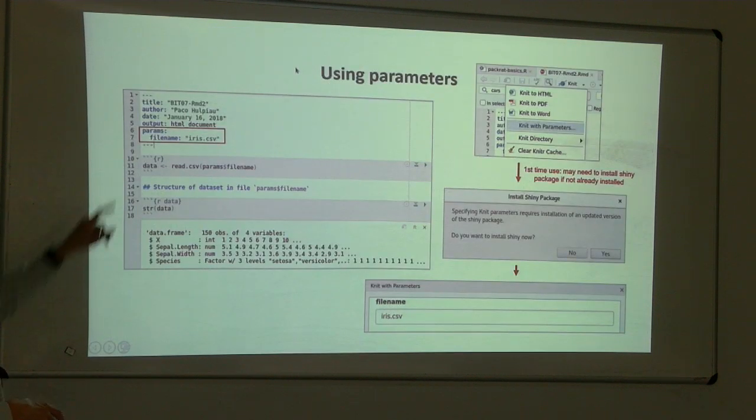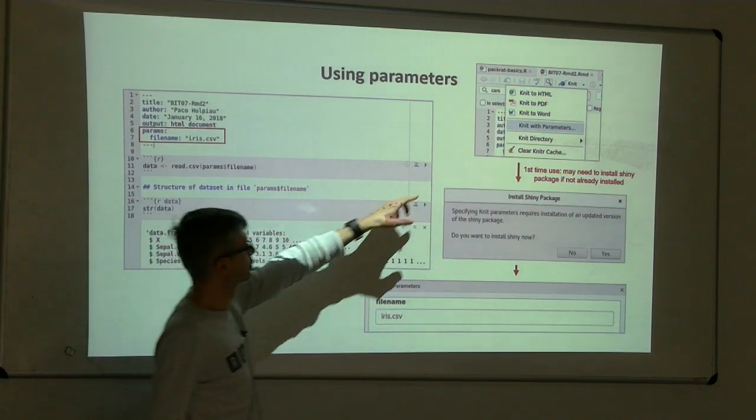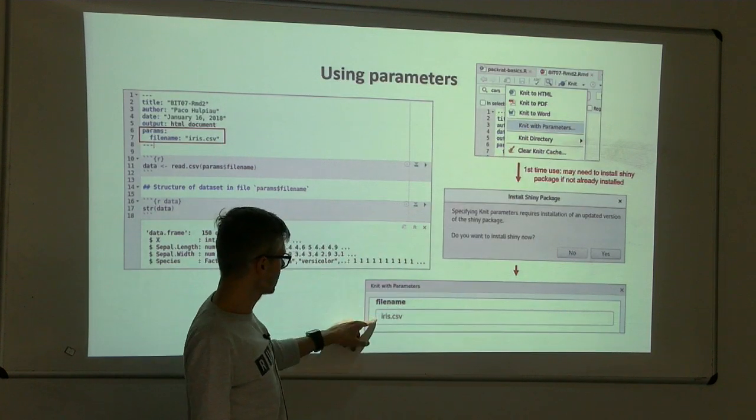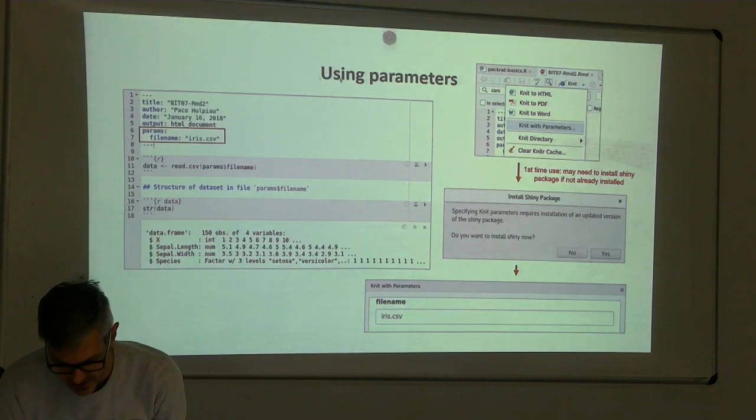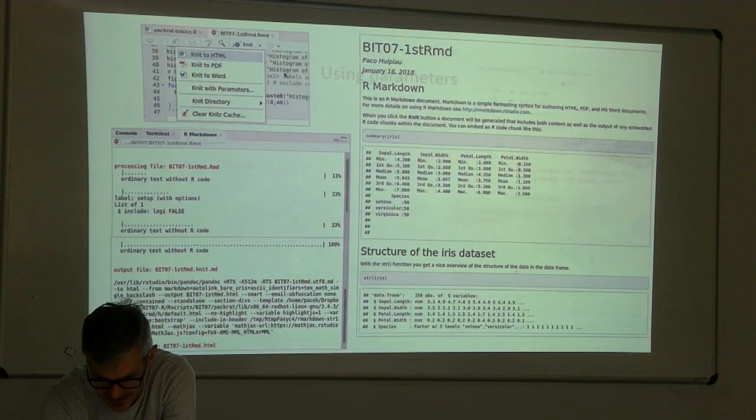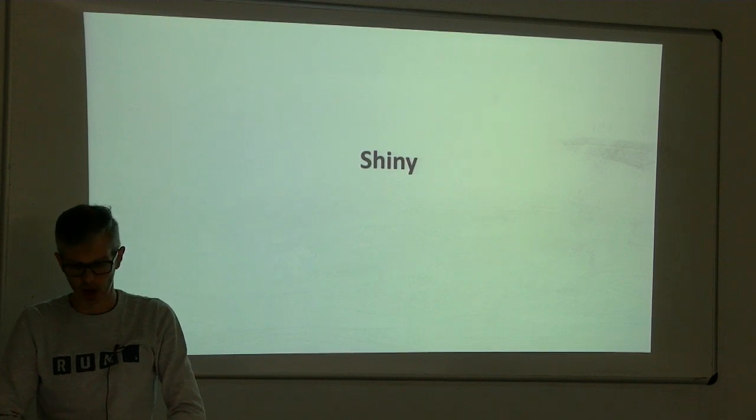This is if you would want to add a parameter with a file name. And then this you could add here, I told you about the knitr parameters, and then it will ask you for the file name. So for someone in the lab, it would then be easy also to run this script. So that's, I think, everything that I wanted to tell you about the R Markdown.